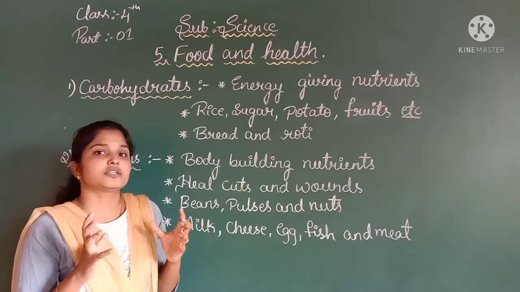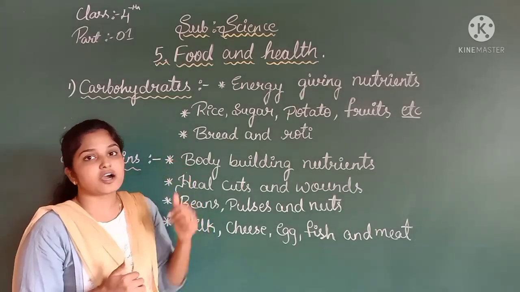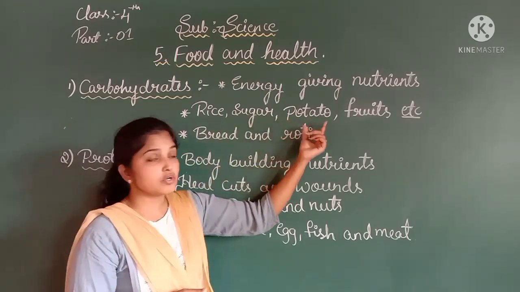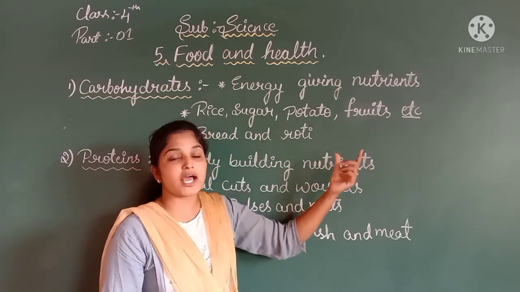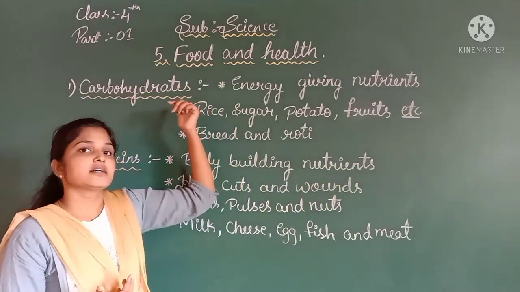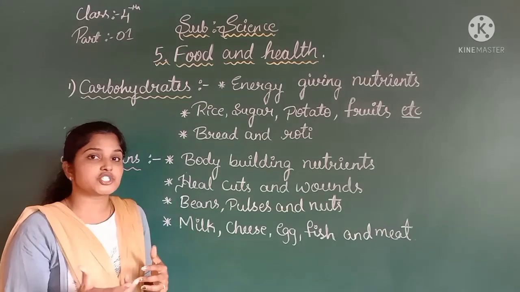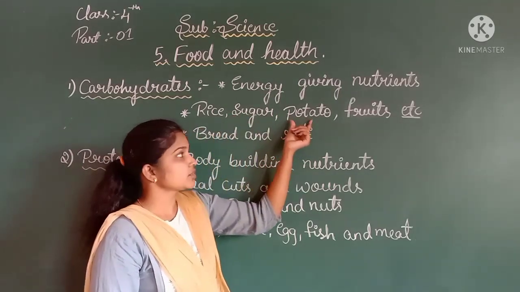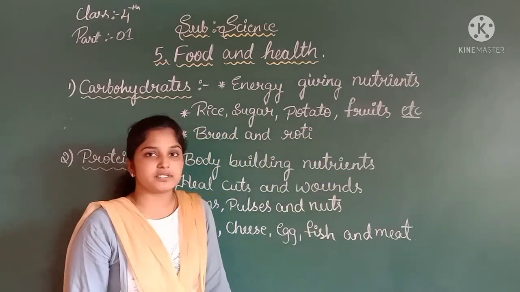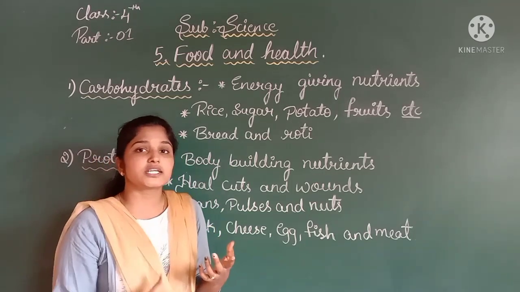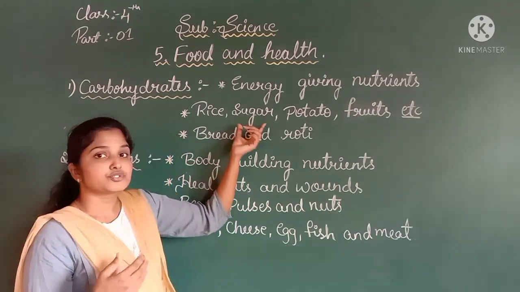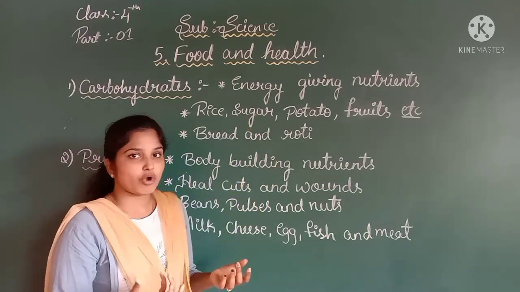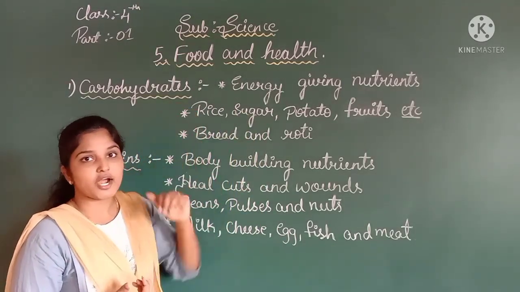Then which type of food contains these carbohydrates? Rice, sugar, potato, and fruits like banana and apple contain carbohydrates. They are very rich in carbohydrates. Whenever you feel hungry or tired, your parents tell you to eat sugar because it gives immediate energy to our body, because it contains carbohydrates.